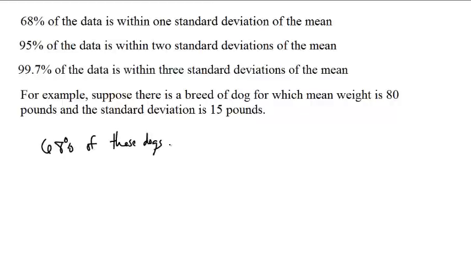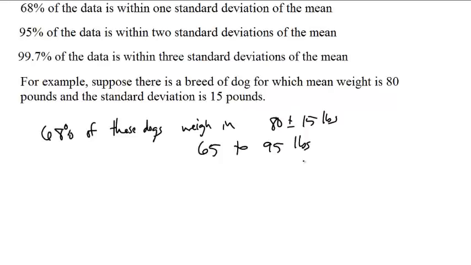of this particular breed weigh in 80 plus or minus 15 pounds. That is, 80 minus 15 is what? 70, 65? That is 65 to 95 pounds. Most of the dogs, 68%, 2/3 of the dogs are somewhere between 65 and 95 pounds.